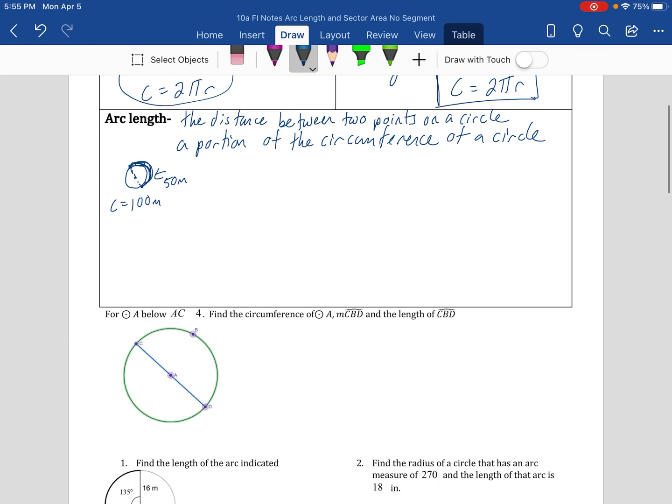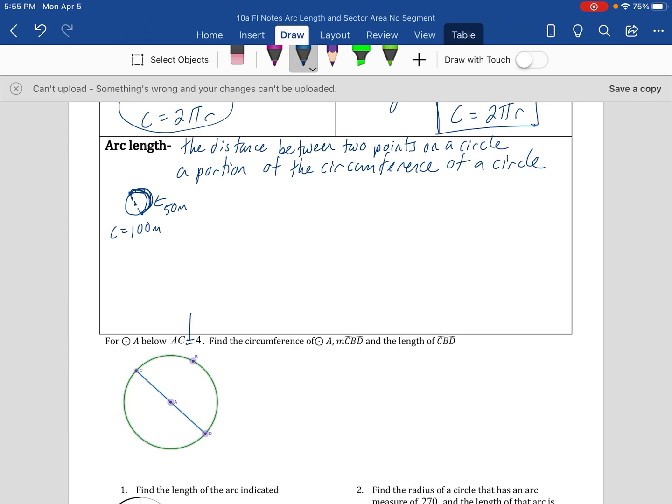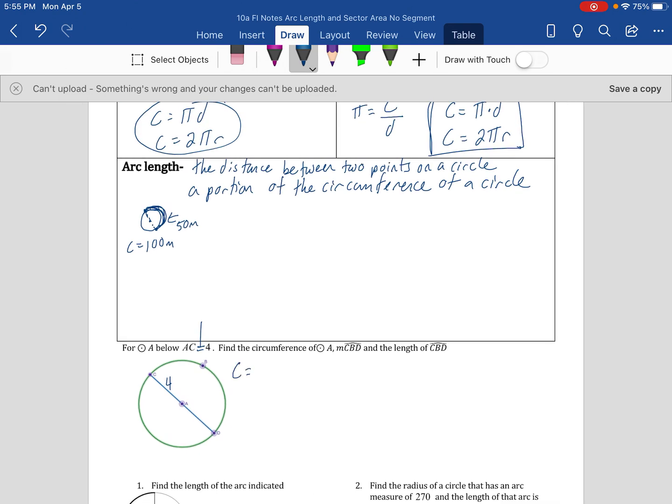So we're just going to do a problem really quickly. So it says find the circumference. So for circle A below, the distance from A to C is equal to 4 units. It says find the circumference of A. So the circumference is going to be equal to 2 times pi times 4. So my circumference is going to be 8 pi. That's in terms of pi.